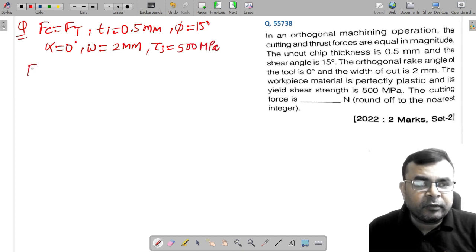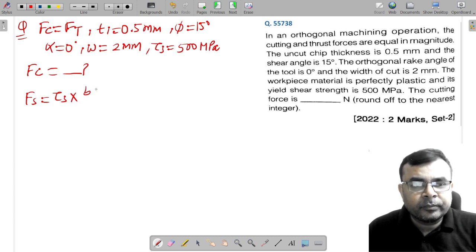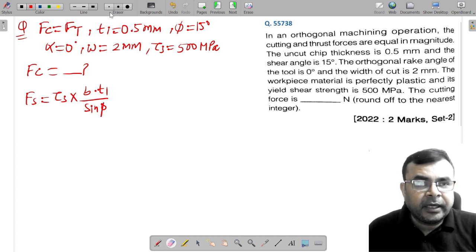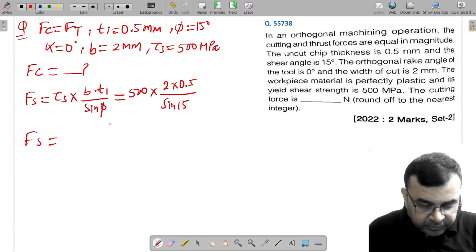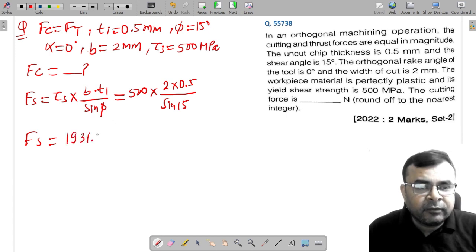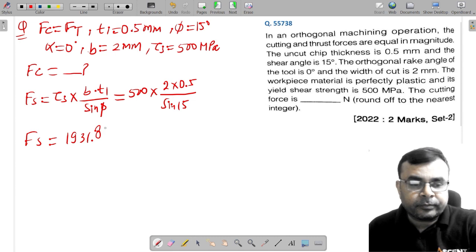We need to find the cutting force. As you know, the shear force is tau s into b into t1 over sin phi, where instead of w I write b, the width of the chip. So from this we can write 500 into 2 into 0.5 over sin 15 degrees. After simplifying this, I am getting 1931.85 Newton.